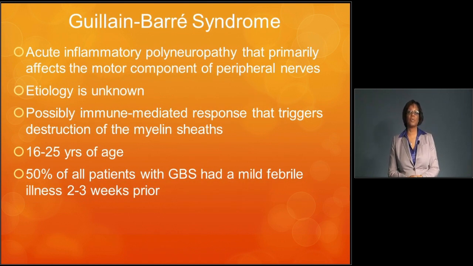Guillain-Barré. This is an acute inflammatory polyneuropathy that primarily affects the motor component of the peripheral nerves. We don't know exactly why it happens, but it is considered to be an immune-mediated response that triggers the destruction of the myelin sheath, and then the motor component of peripheral nerves are not going to conduct movement, basically, are not going to trigger movement.